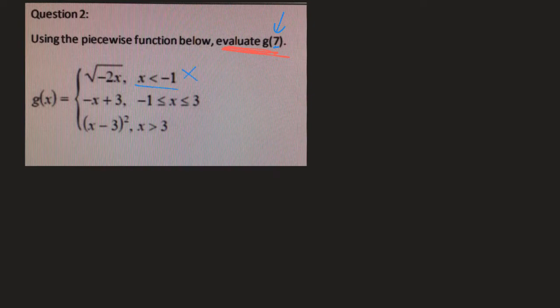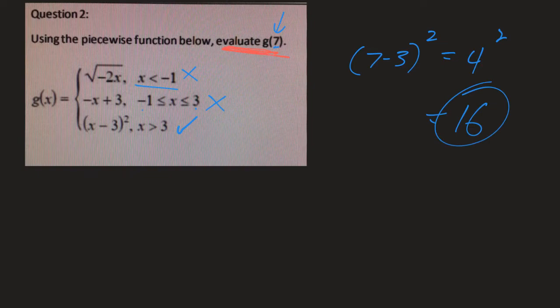And you'd say, no, that's not right. There's no way that 7 is less than -1. Well, is 7 in between -1 and 3? Does it follow that rule? You'd again say, no, that's no good to me. 7 is greater than 3, so I'm going to say, yes, that's the one. Now all I have to do is take this equation and plug in 7 to it. So we've got 7 minus 3 squared, and that's going to be 4 squared or 16 as my final answer.